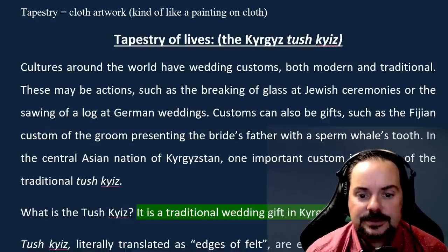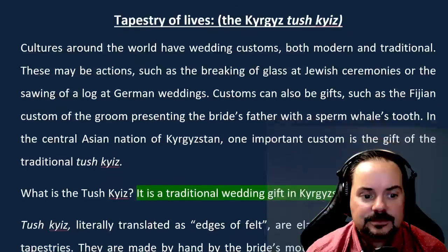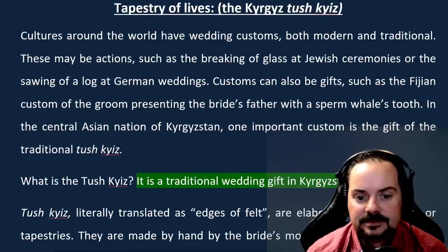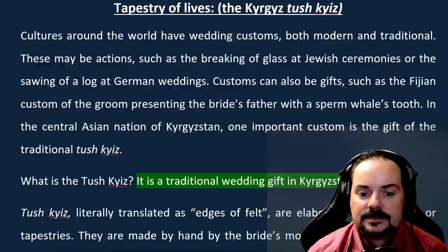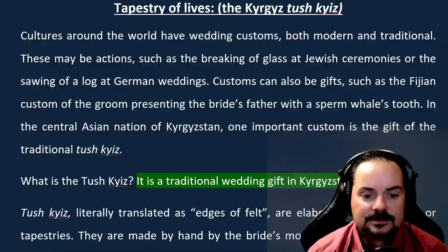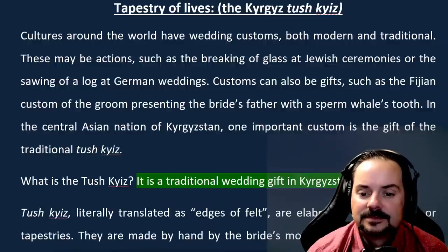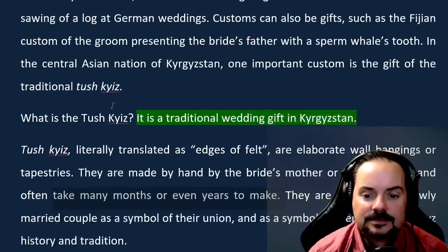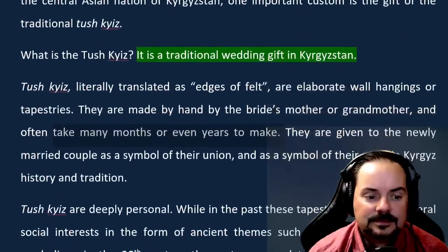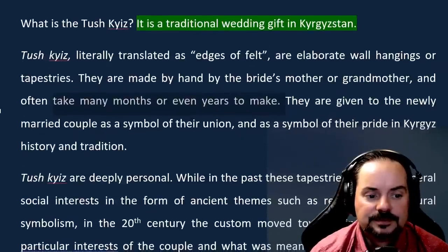Tapestry of Lives, the Kyrgyz Tuskis. Cultures around the world have wedding customs, both modern and traditional. These may be actions such as the breaking of glass at Jewish ceremonies or the sewing of a lock at German weddings. Customs can also be gifts, such as the Fijian custom of the groom presenting the bride's father with a sperm whale tooth. In the Central Asian nation of Kyrgyzstan, one important custom is the gift of the traditional Tashkis.